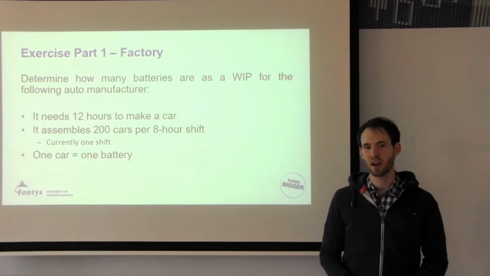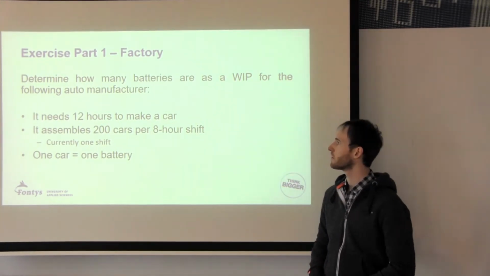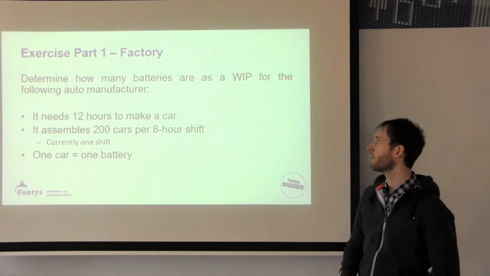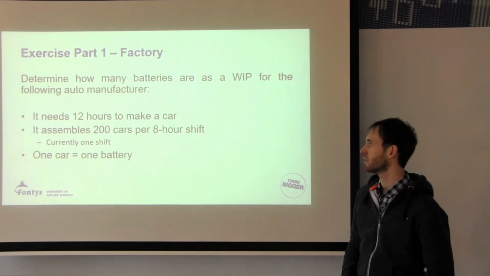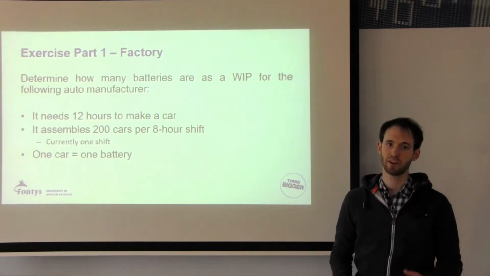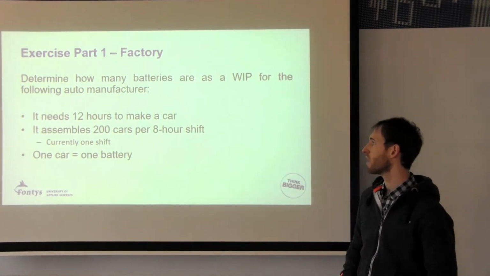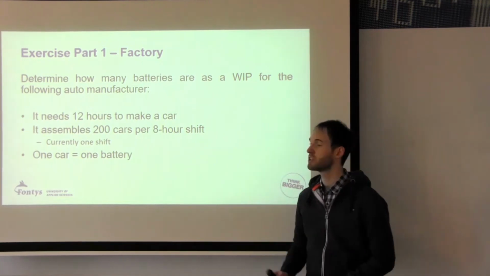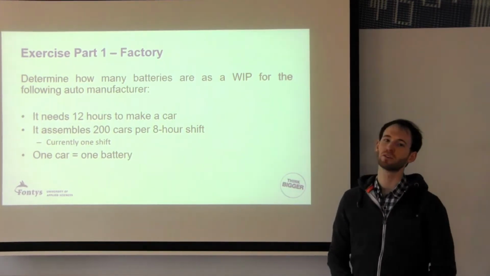Let us now look at the first task, which looks at a factory. So the example of a factory production. So we should determine how many batteries are work in progress for the following auto manufacturer. It needs 12 hours to make a car. So the factory needs 12 hours to make a complete car. The factory assembles 200 cars per 8-hour shift, and there's currently 1 shift working on the cars. And finally, 1 car equals 1 battery.